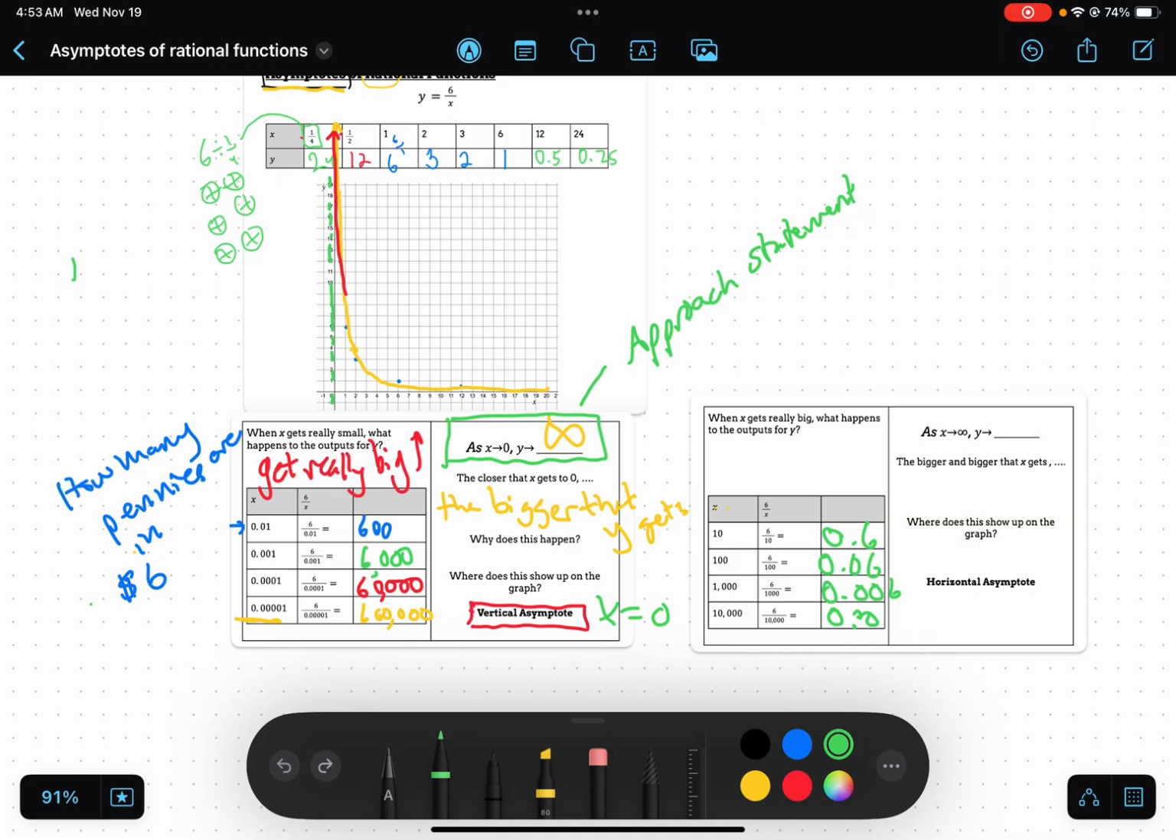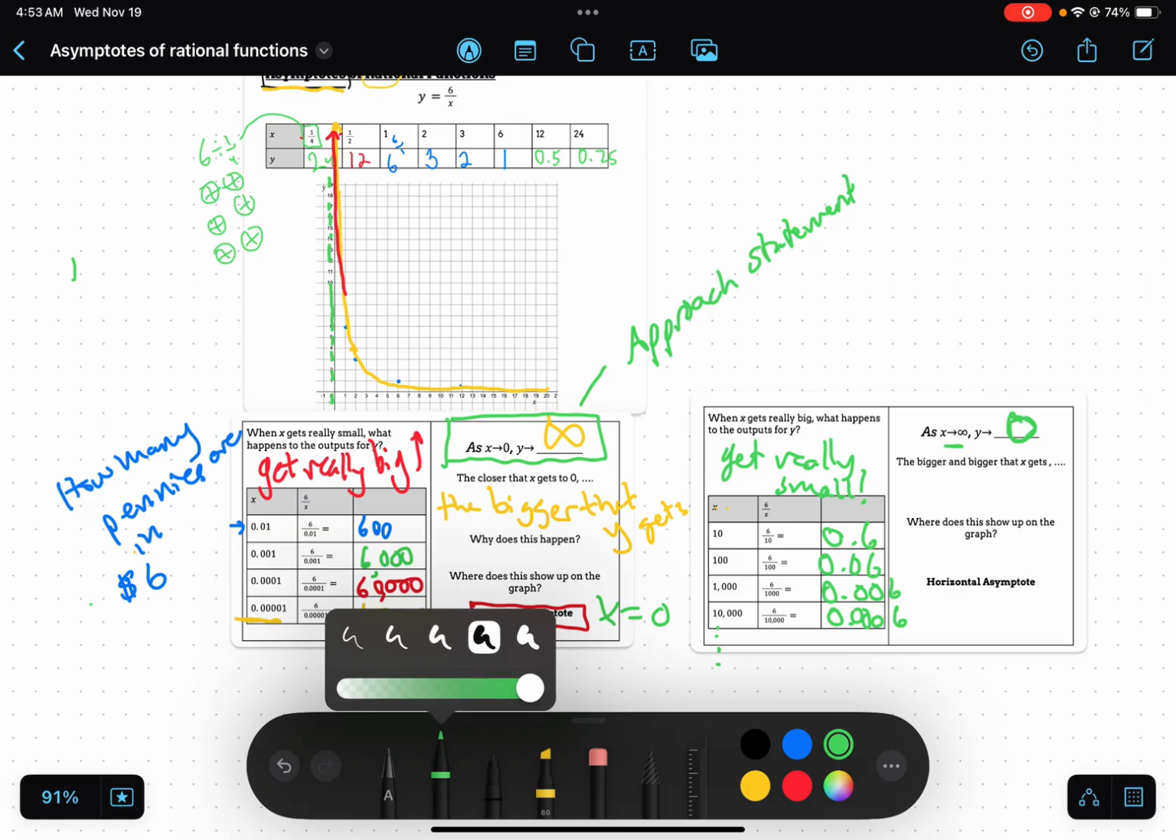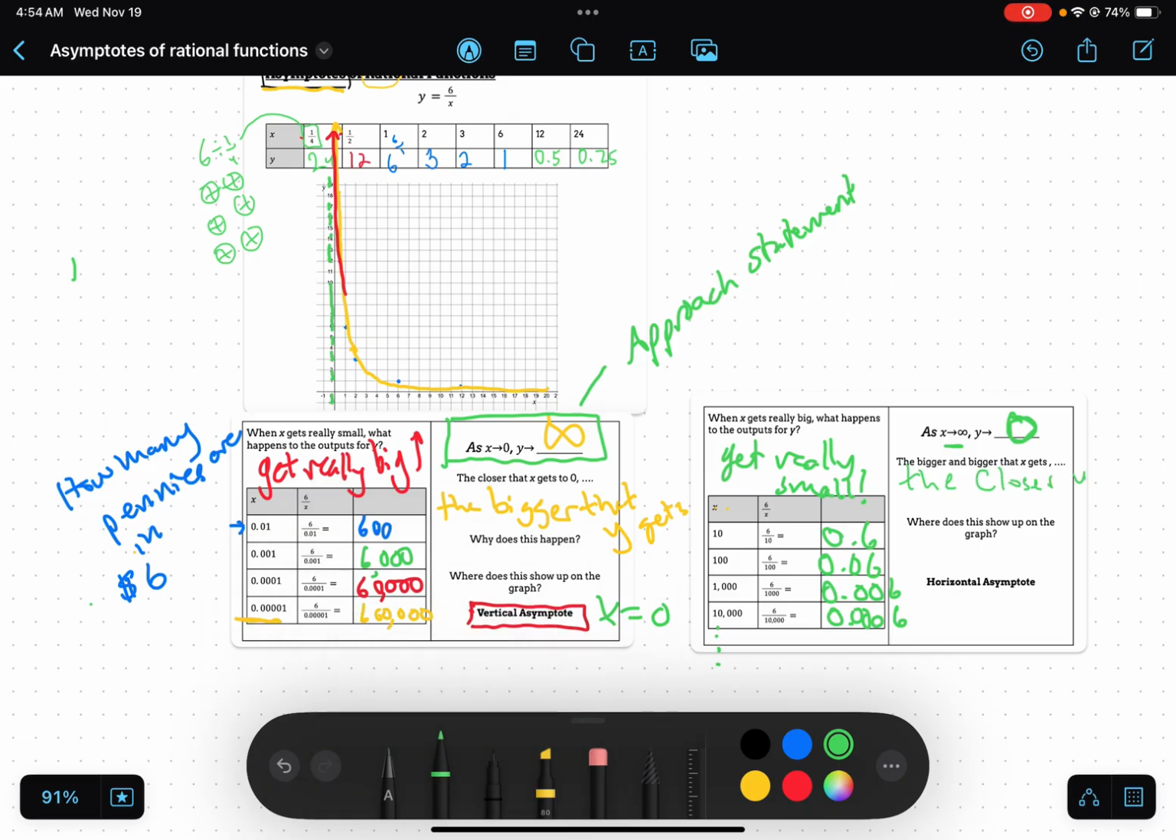Sorry, my handwriting's not great. Okay. So when x gets really big, what happens to the outputs for y? They get really small. They get tinier and tinier. So as x goes to infinity, meaning x is just getting bigger and bigger and bigger, y gets really close to 0. These answers are super tiny. So the bigger and bigger that x gets, the closer y gets to 0.